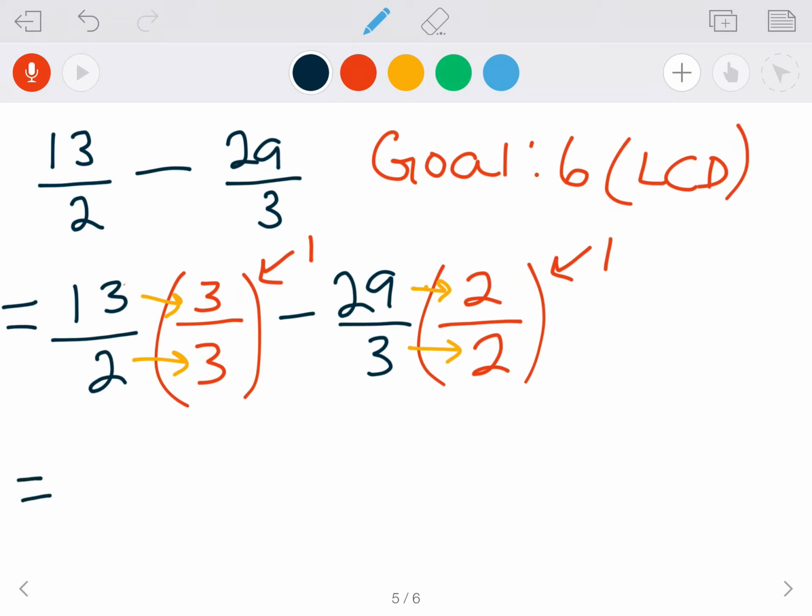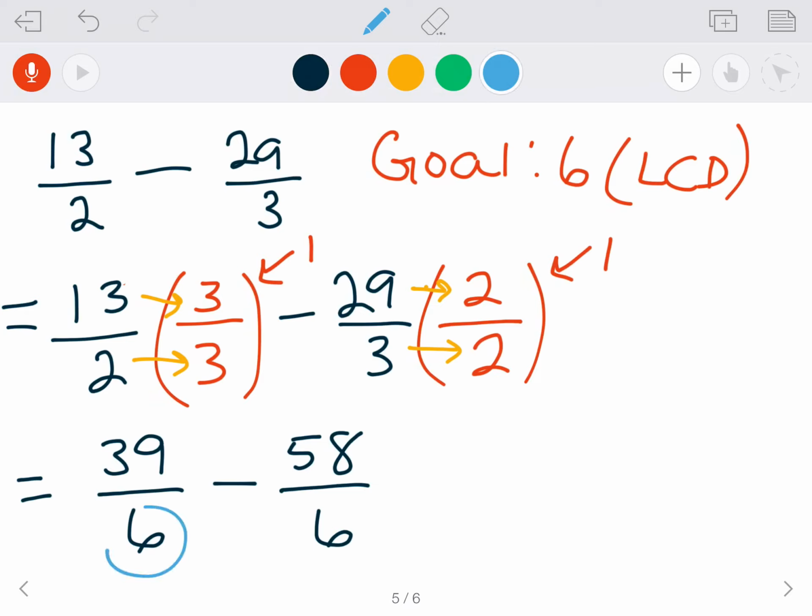We multiply straight across in numerators and denominators. In the first fraction, we get 13 times 3 is 39. Denominator, 2 times 3 is 6. Minus 29 times 2 gives us 58. In the denominator, we have 3 times 2, which is 6. Okay, 6 here, 6 here. We have common denominators, so we just bring it straight across. And now 39 minus 58.